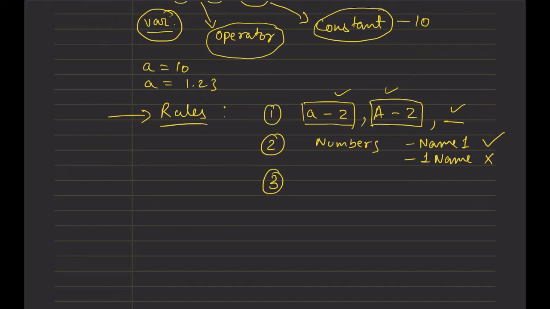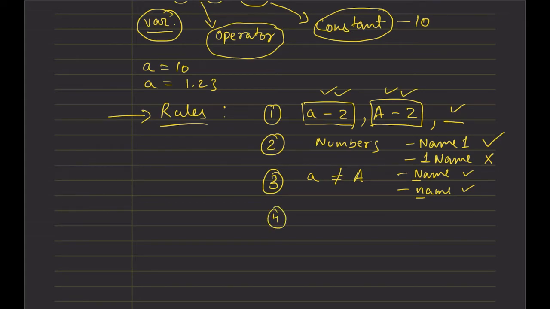The third rule is that variables are case sensitive. As I told you, both small a to small z and capital A to capital Z will be considered different. So small a is not equal to capital A. So if I initiate a variable name like this, name, and if I initiate another variable with the same name, but here the first letter is uppercase and here the first letter is lowercase, both of these will be totally different.